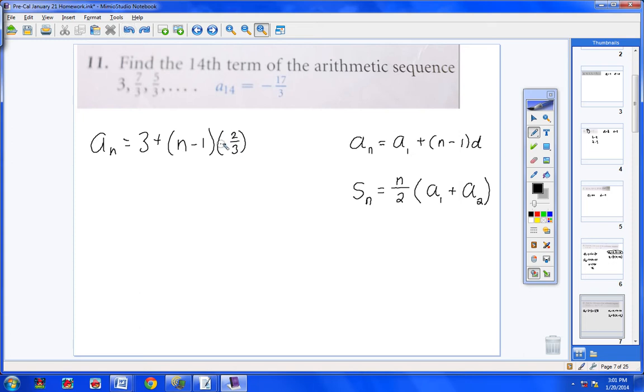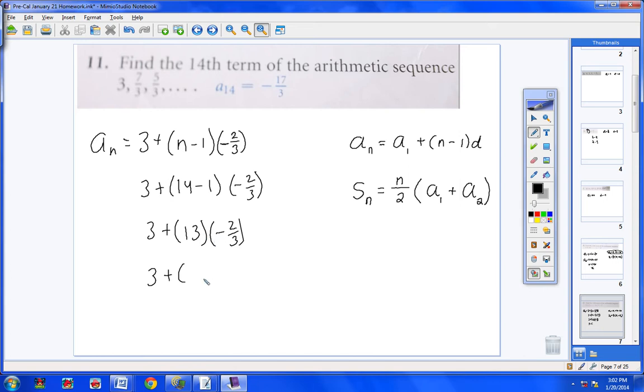Now, let's go ahead and quickly find the 14th term. So 3 plus, and then 14 minus 1 times negative 2/3. And then, of course, it'd be 3 plus 13 times negative 2/3. Then we do multiply first. So 3 plus, and then a positive 13 times a negative 2/3.